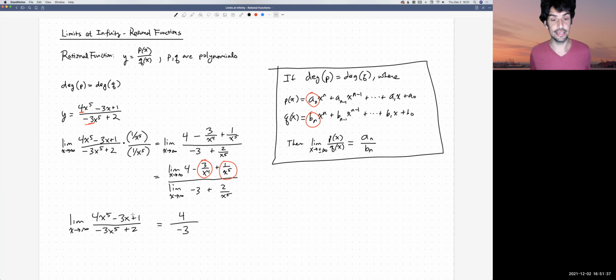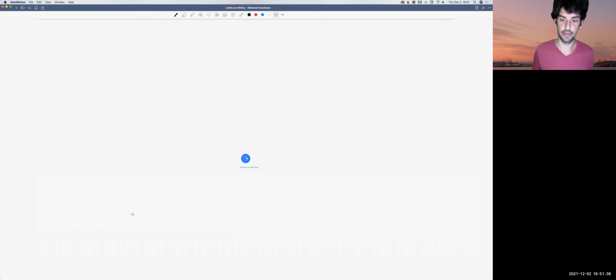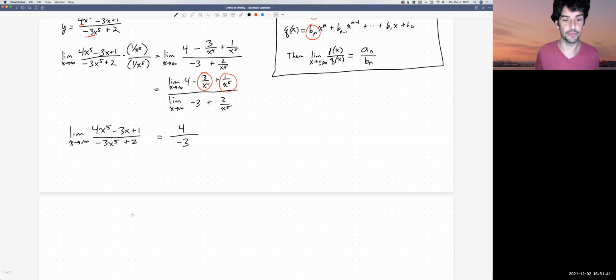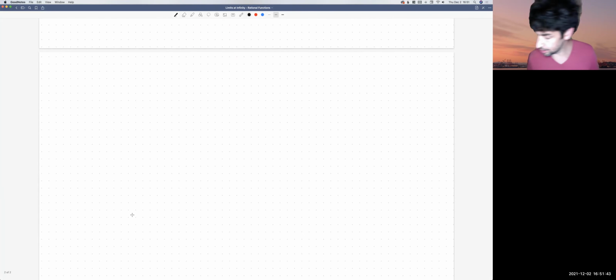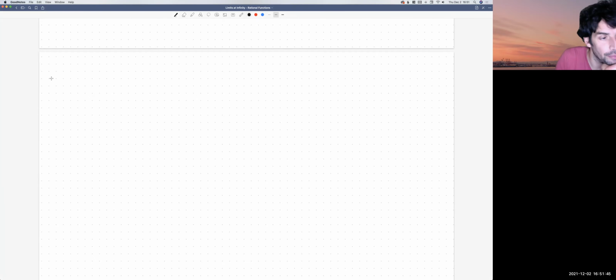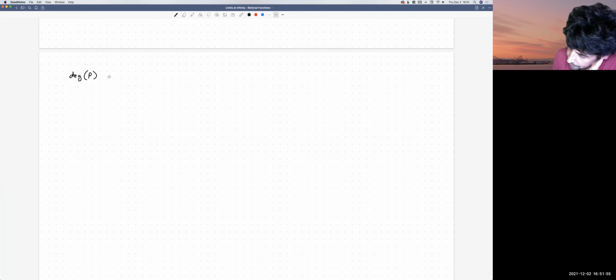Okay, let's, come on, there we go. Doesn't like to go sometimes. Let's now look at the condition or the situation, the rule, the case, couldn't come up with that word, where the degree of P, the numerator, is less than the degree of Q, right?